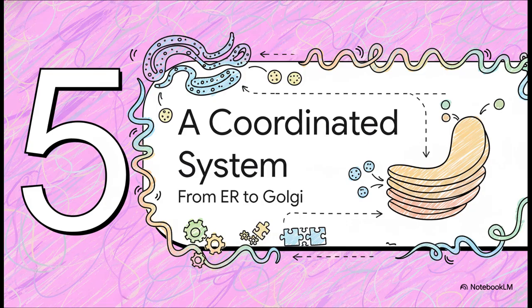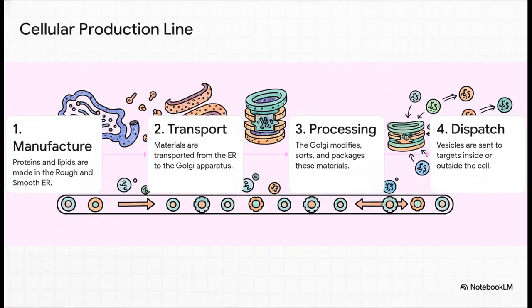Now, this is a very important point that I want you all to remember. The ER and the Golgi do not work in isolation. That's a common misconception. They are part of a coordinated team, an integrated system where their functions are deeply connected. This slide shows the flow of work perfectly. It's just like an assembly line in a factory. First, materials are manufactured in the ER. Then, they are transported to the Golgi for processing and packaging. And finally, they are dispatched from the Golgi. This entire process ensures that the cell works in a smooth and organized way.